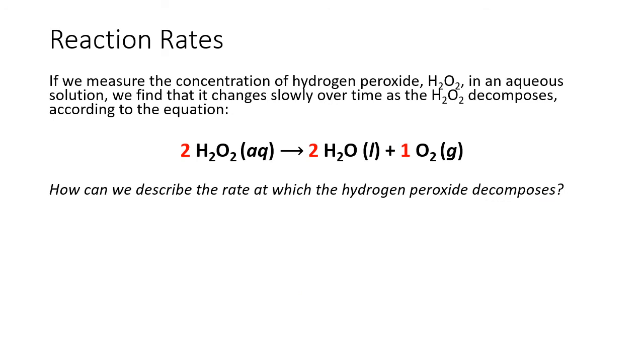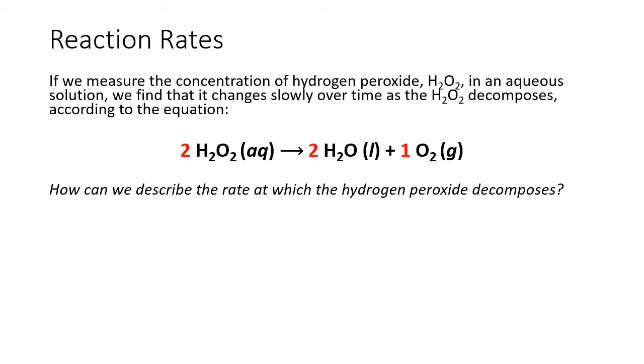If we measure the concentration of hydrogen peroxide in an aqueous solution, we find that it changes slowly over time as the hydrogen peroxide decomposes, according to the following equation. 2 moles of H2O2 break down into 2 moles of water plus 1 mole of oxygen gas. Hydrogen peroxide will break down over time no matter what. This is why it's stored in a brown bottle to be kept away from sunlight, which can actually speed up the rate of this decomposition.